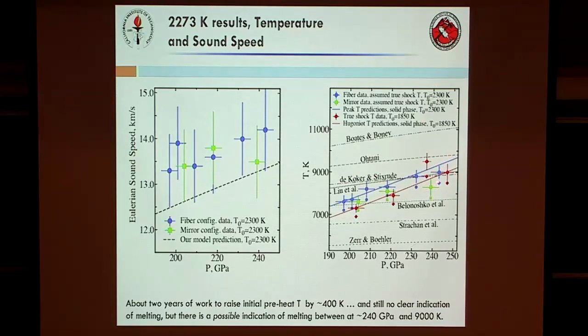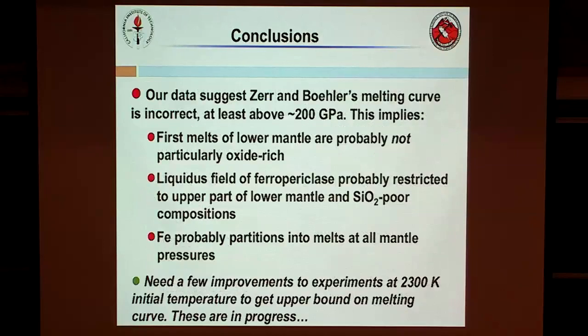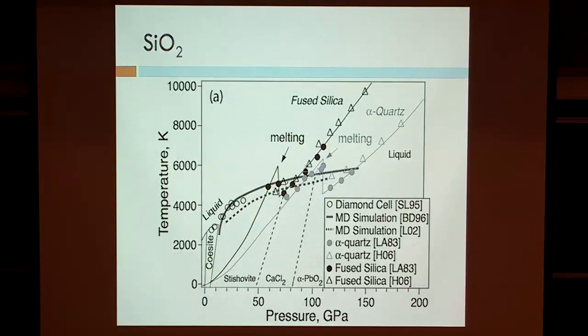This experiment here, which showed anomalously low temperature, consistent with melting, also shows anomalously low sound speed, which is consistent with melting. Here's the bulk sound velocity. So we think this one happened to melt. It might have been a little hotter. We might have hit it a little harder. So the melting curve is right in this neighborhood. All right, I'm going to stop there.